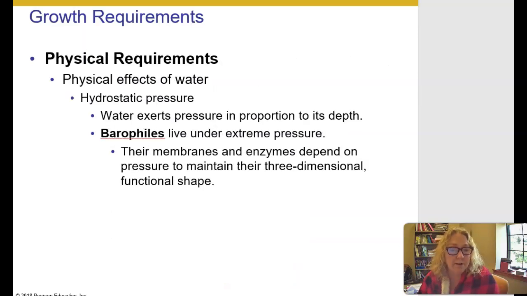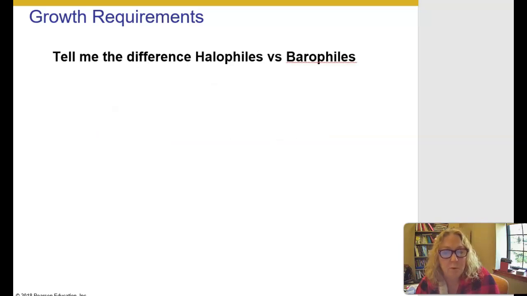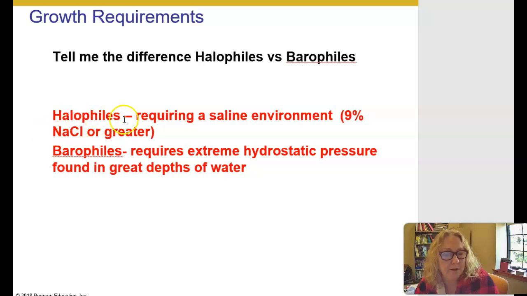Okay, so hydrostatic pressure. You have barophiles, and these guys live under insanely high pressure. It's the only way they can live. Now, we don't have any of these in the lab, obviously, because we don't have a way to create that kind of pressure. What's the difference between halophiles and barophiles? They are extremophiles, right? They live in extreme conditions. Halophiles require a saline environment, so they have to have 0.9% NaCl, kind of like your blood cells. And barophiles require extreme hydrostatic pressure. So those are some examples.